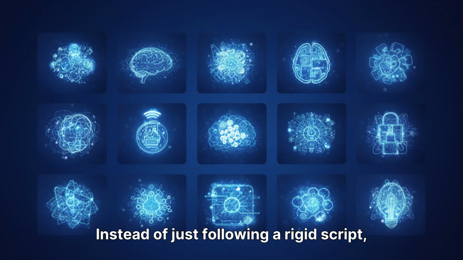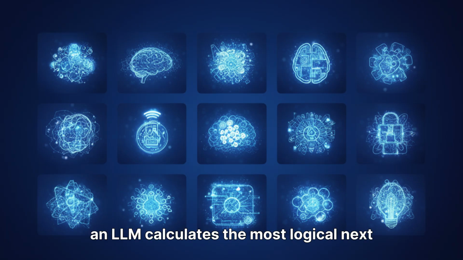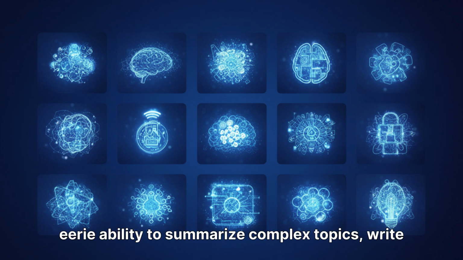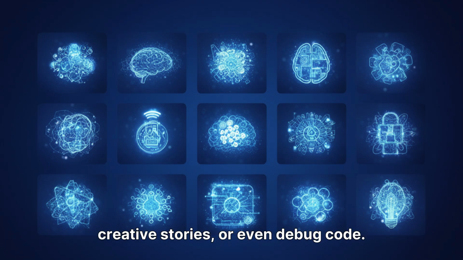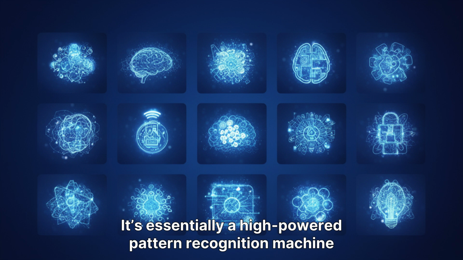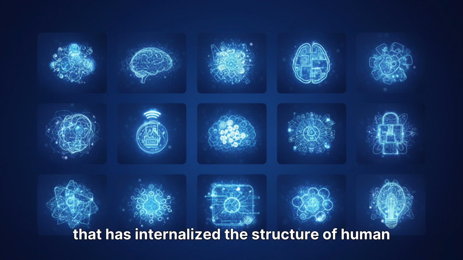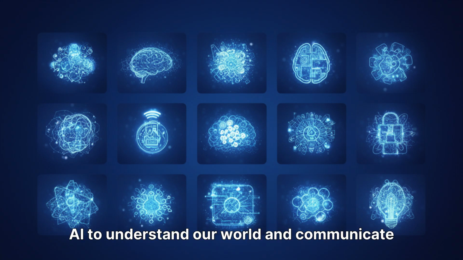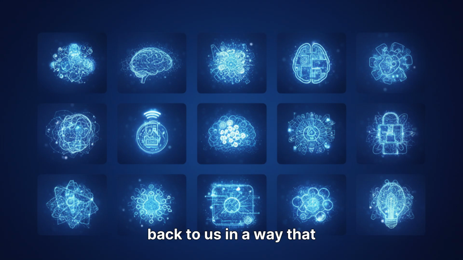Instead of just following a rigid script, an LLM calculates the most logical next step in a sentence, giving it the eerie ability to summarize complex topics, write creative stories, or even debug code. It's essentially a high powered pattern recognition machine that has internalized the structure of human thought, providing the foundational intelligence that allows AI to understand our world and communicate back to us in a way that feels remarkably natural.